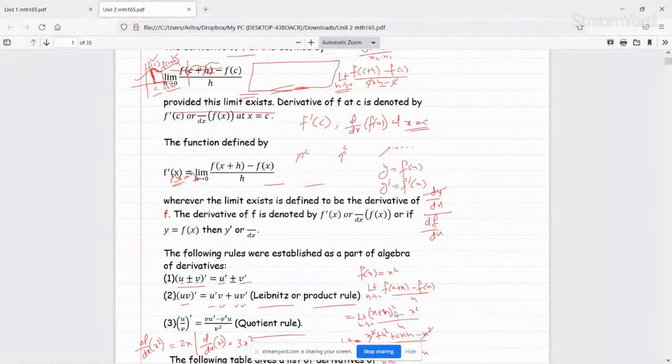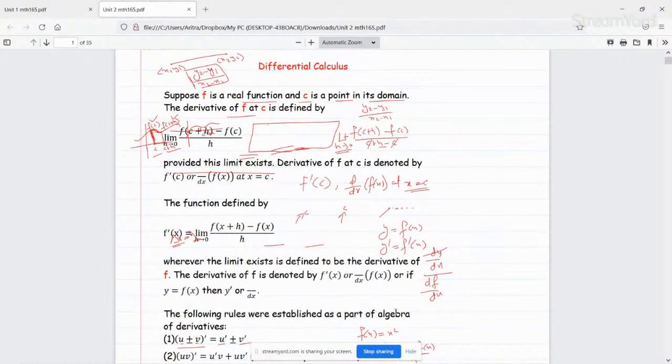So, welcome back everyone. Today we will do Unit 2, Lecture 1. In your Unit 2, we have Differential and Integral Calculus. We will start today with Differential Calculus.